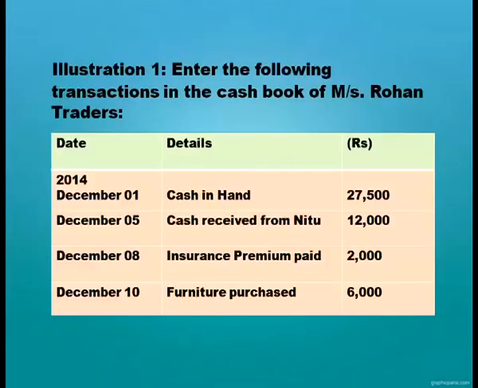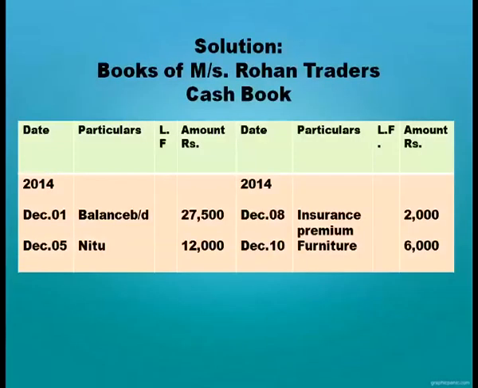Here is a question. To prepare a simple cash book with cash balance in the beginning of that month, that is, cash in hand. The opening cash balance is given in this question. Cash received from Neetu, insurance premium paid and furniture purchased. How will you record these in the cash book? The opening balance will be recorded on the debit side. Cash received from Neetu: the entry will be cash account debit to Neetu. Insurance premium account debit to cash. Furniture account debit to cash. See how it is coming in the cash book. Opening balance, date and amount in the respective columns.